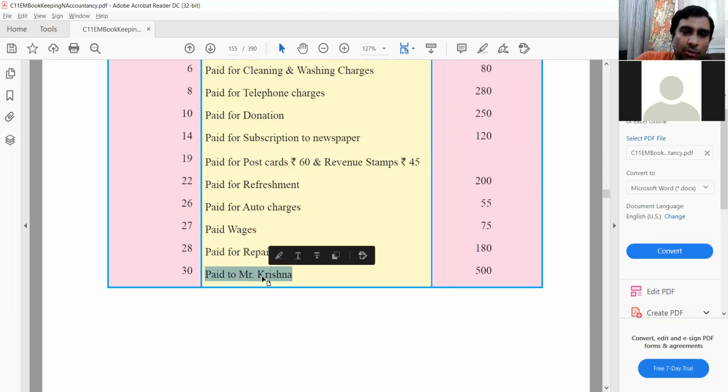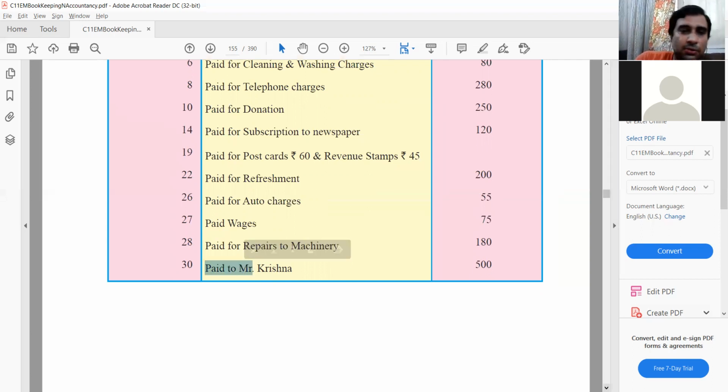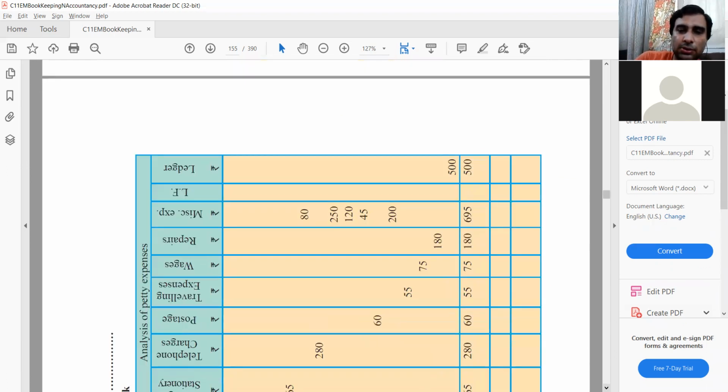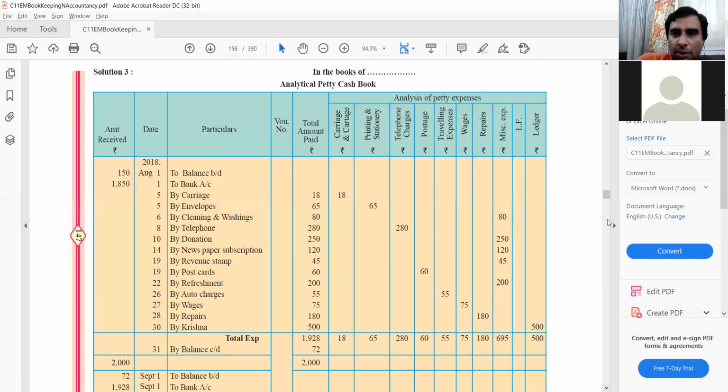Paid to Krishna. Krishna means personal account. Personal account means on the extreme right, last column, ledger. This is not a nominal account. It is not an expense of the business. So you will put this in the ledger column and not as a special column. Okay. Let's move on. Look at the answer. If you see here, the ledger column has 500 by Krishna. Because that is a personal account, you will not put it there.